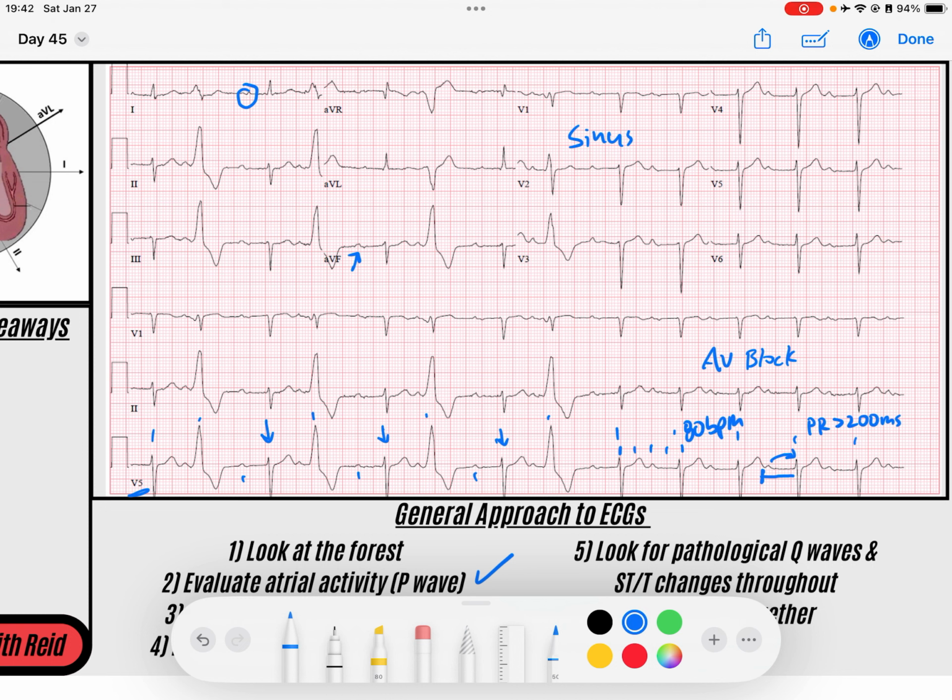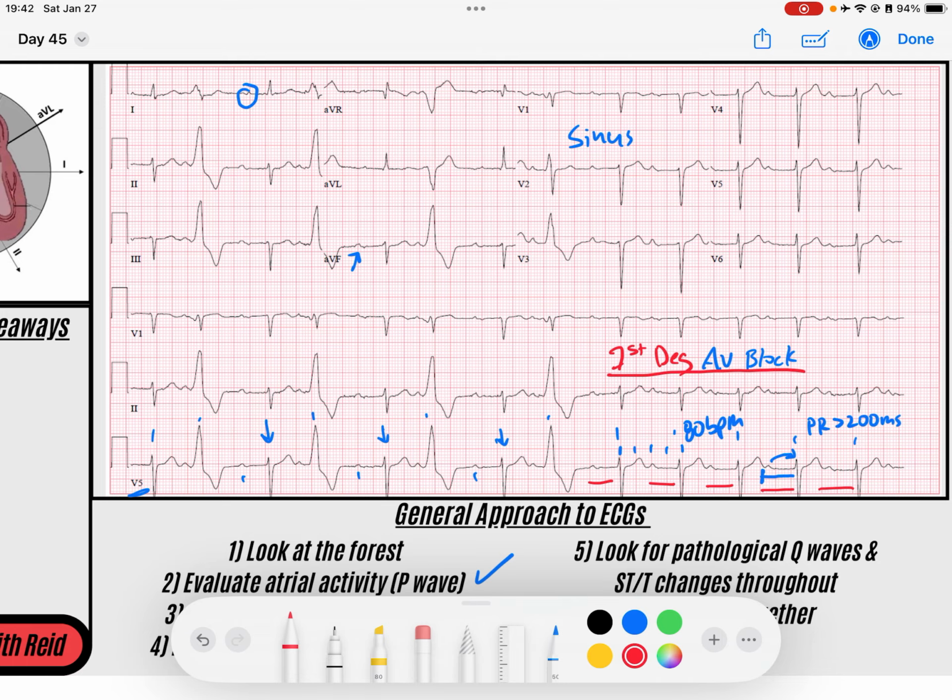So now we need to figure out what type of AV block it is. Is every P wave conducting to a QRS? Are there any Ps without QRSs? I don't see any Ps without a QRS. I just see a PR interval that is prolonged at the same length of prolongation without a drop. And so according to this EKG, this would be a first degree AV block, where our PR interval is prolonged.